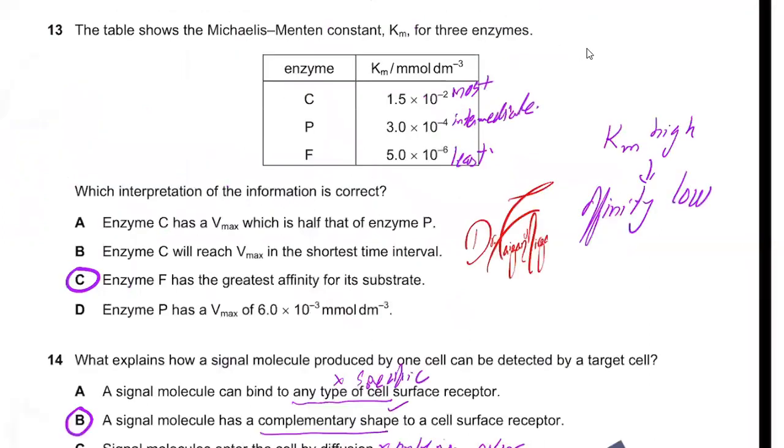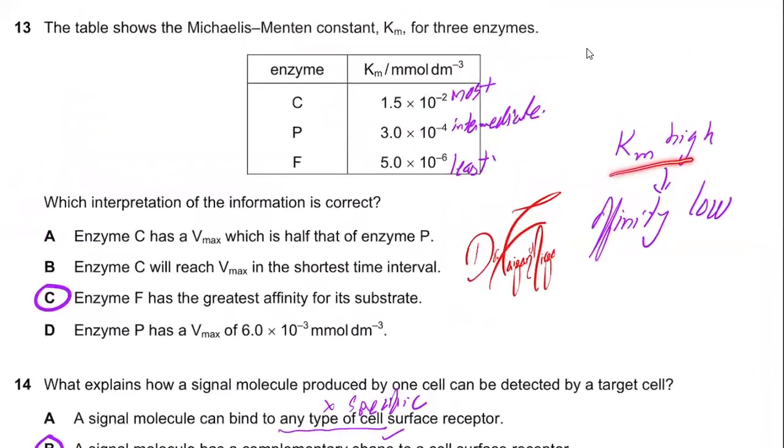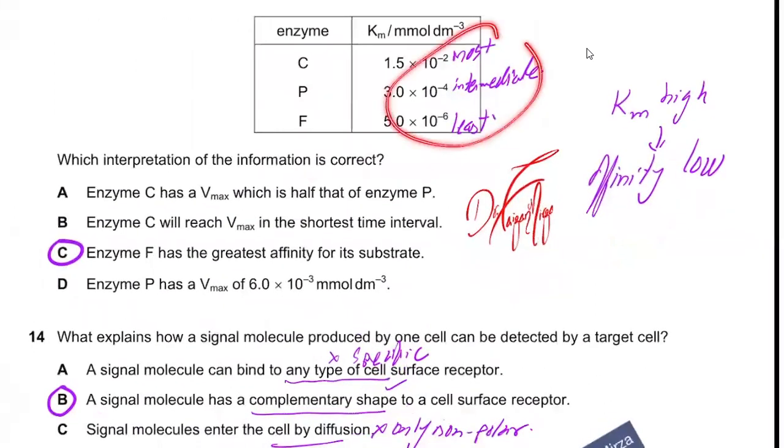Now in question 13, you can see the table shows Michaelis-Menten constant. What do we know about Michaelis-Menten constant? Just recall Km, whenever Km is high, that means the affinity is low. So if you look at the exponent values here, we know that enzyme C has the highest Km value, and F has the least Km value, because this value is given in exponent of 10 to the minus 6. You just shift the decimal 6 places back. So if this detail is kept in mind, enzyme F has the greatest affinity for its substrate.